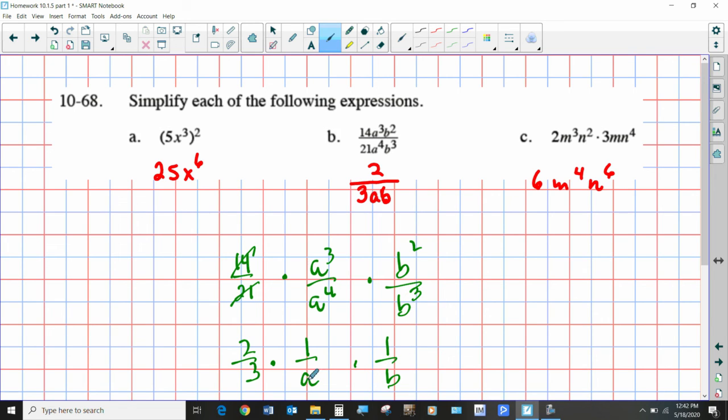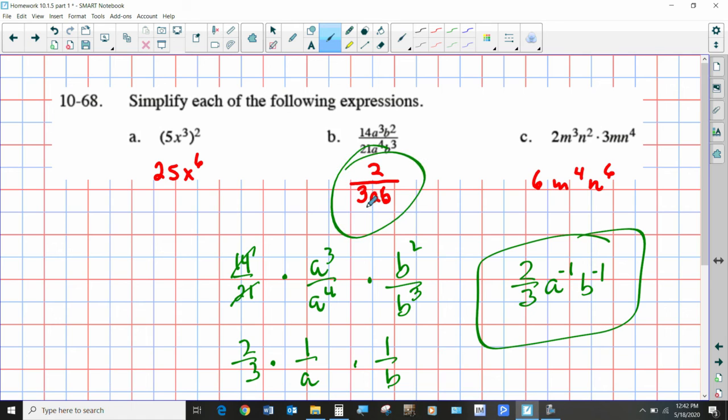Now you could choose to write it this way, which eventually becomes that, or some people might have chosen to take the fractional part and say 2/3 and then a to the negative first, b to the negative first. But I really don't like writing it that way. I think this is a better way to write it. Always have your exponents be positive. That just seems easier to understand for everyone.